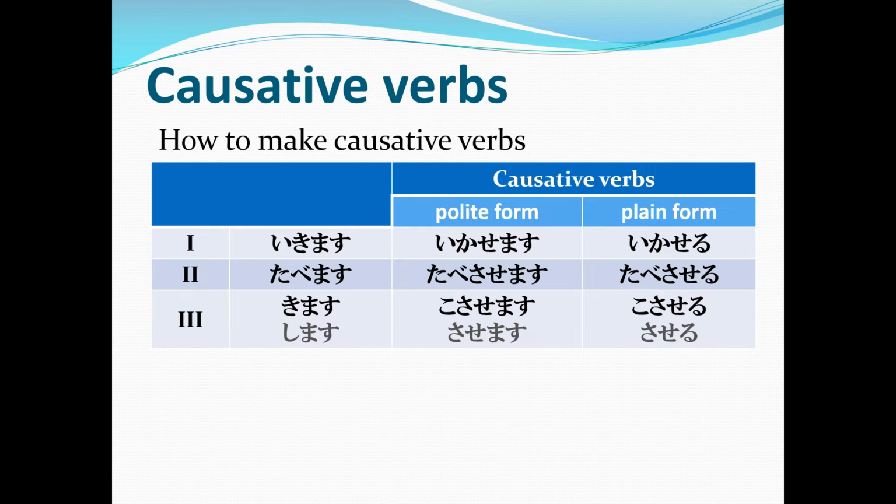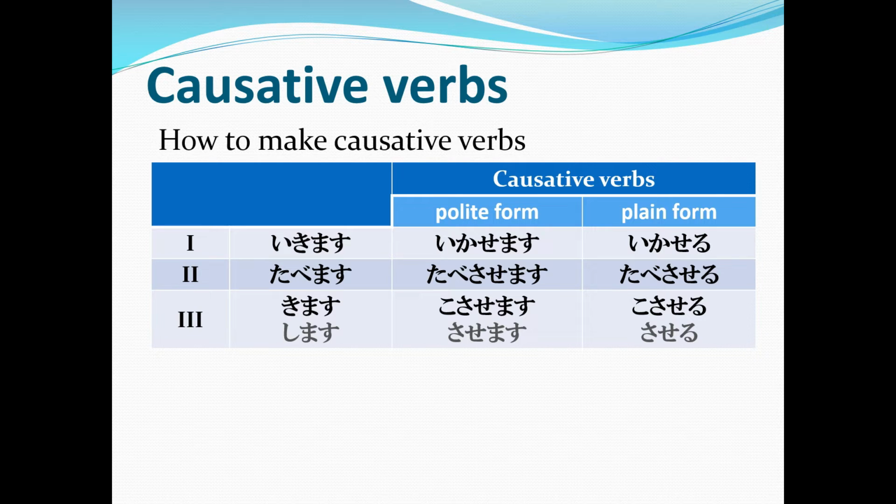Now for group 2 verbs, this is always the easiest. Tabemasu, to eat. In its causative form, in the polite form, it becomes tabesasemasu. And for the plain form, tabesaseru. Again, tabemasu becomes tabesasemasu, a causative verb in a polite form, and tabesaseru for the plain form.